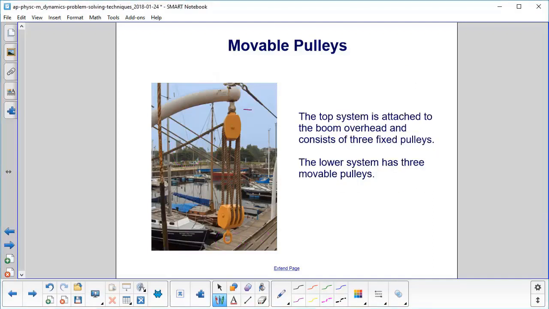The top system of pulleys, right over here, that's attached to the boom. You can see this clamp here. And it's fixed. It's not moving relative to the boom or the ground. The lower system down here also has three pulleys, and this will actually move up when you pull on this rope, and if you let go of the rope it will move down. So there are our movable pulleys.